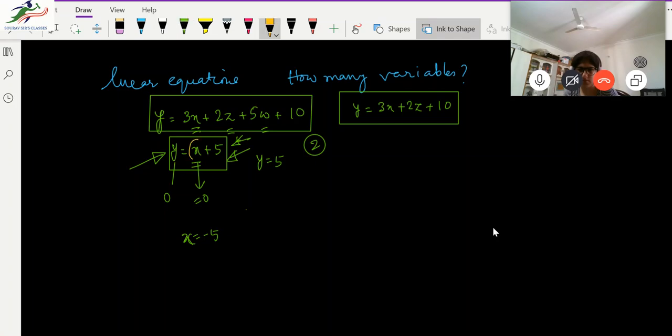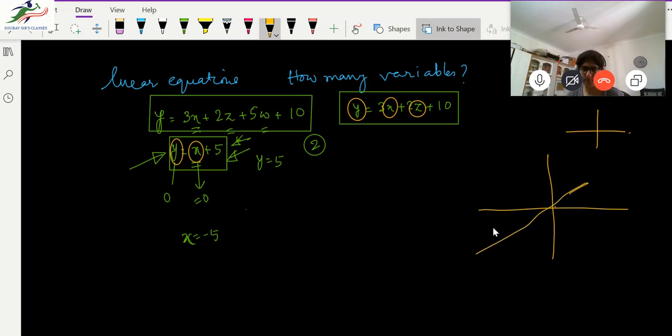So here we had two variables, x and y, right? That's why we have used a two-dimensional plane. Here we have three variables, x, y, and z. So we have to use three coordinates. Right? So x, y, and z. This is 90 degree. So therefore we have to use three coordinates, and then we have to do exactly what we did in the previous case.